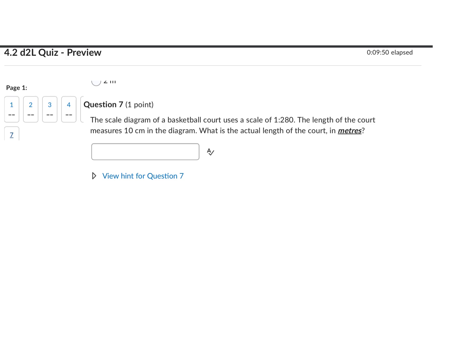Okay, we are now looking at question 7 coming out of 4.2 for the d2l quiz. The scale diagram of the basketball court uses a scale of 1 to 280. The length of the court measures 10 centimeters in the diagram. What is the actual length of the court in meters?